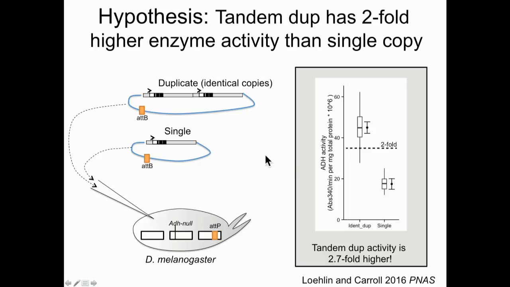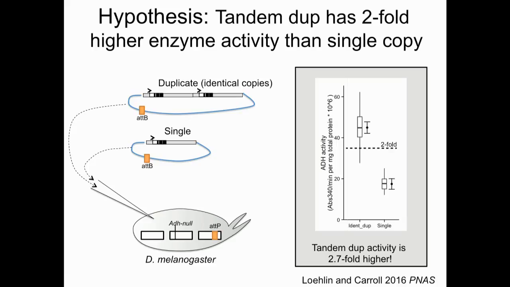The y-axis is ADH enzyme activity, and there's a box plot with a 95% confidence interval for the same set of data. What you can see is the single copy is low, the duplicate is high. The dashed line is twice the single copy, and the duplicate activity is not twice the single copy, it's significantly greater. It's actually 2.7-fold higher than the single copy, suggesting that the tandem duplicate is not giving us 2-fold, it's giving us some excess. I thought, hey, that's pretty cool if that's true.